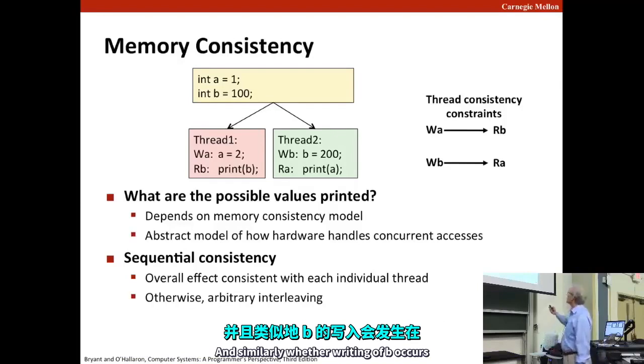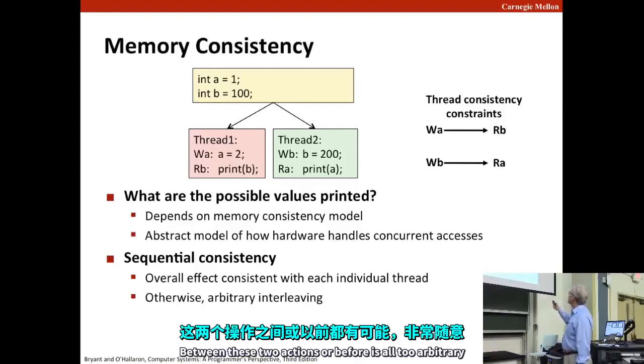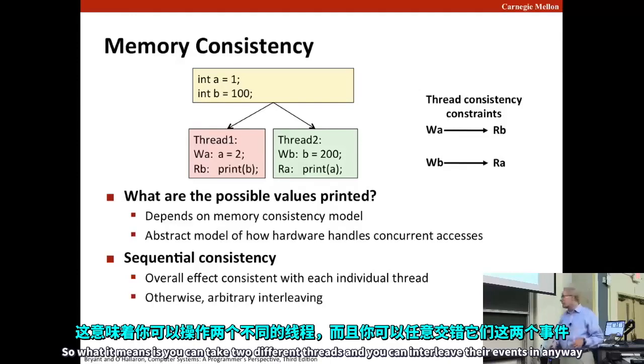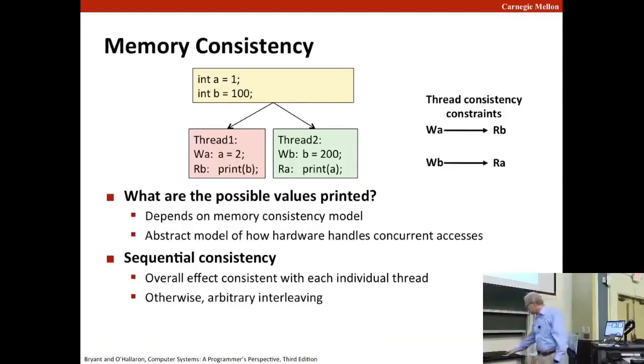And similarly, whether the write of B occurs between these two actions or before is also arbitrary. So what it means is you can take two different threads and interleave their events in any way, but you should be able to pull out of that interleaving the sequential order of both of the two threads.